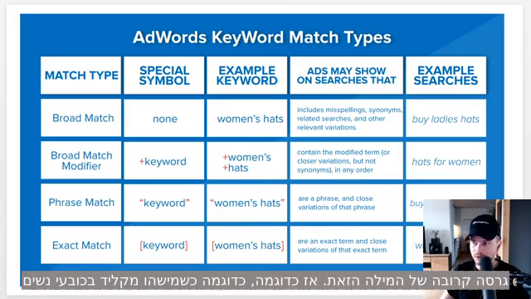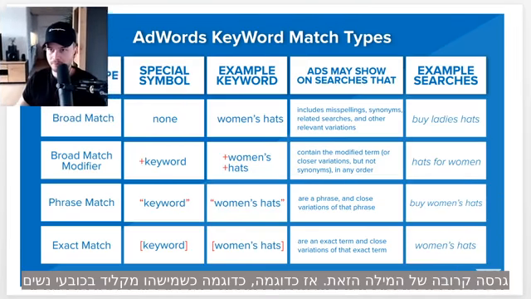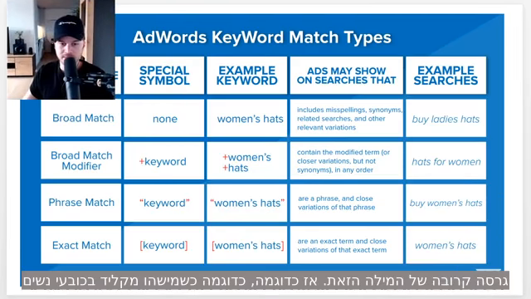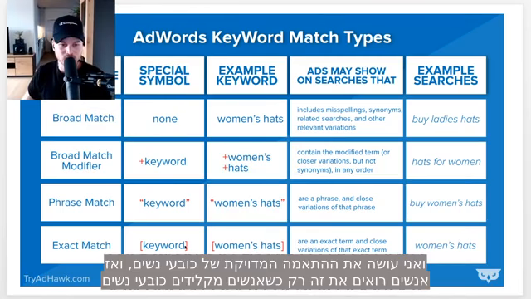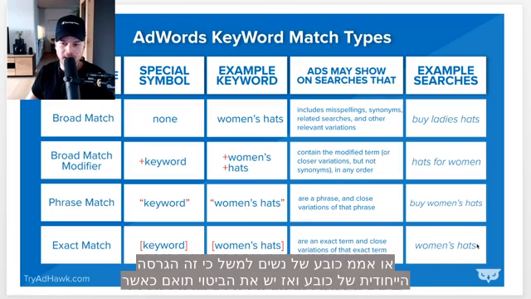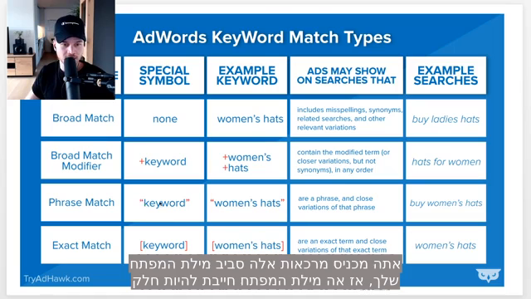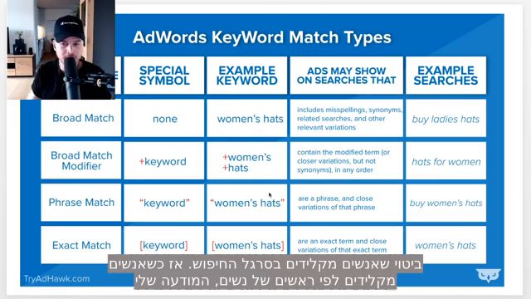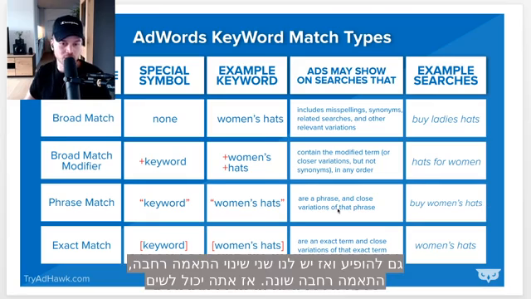As an example, when I do the exact match of women's hats, then people will only see it when they type in women's hats or women's hat, for example, because that's the singular version of hat. And then there is the phrase match. When you put in these quotation marks around your keyword, then the keyword has to be part of the phrase that people type in the search bar. So when people type in buy women's hats, then my ad will also show up.